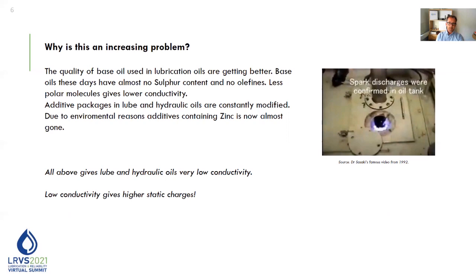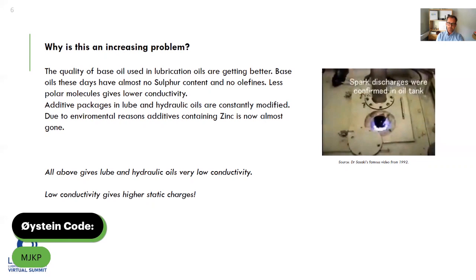And also the additive packages are constantly being modified, mostly due to environmental reasons. For example, zinc, which helps give the oil higher conductivity, is now almost gone. The conductivity of the oil is getting lower and lower, and low conductivity gives higher static charges. On the picture on the side here, you see a still from Sasaki's video from 1992. I think it's the first time that spark discharges were filmed. This was a return pipe to an oil tank, and you have the discharges when the oil went into the oil tank.